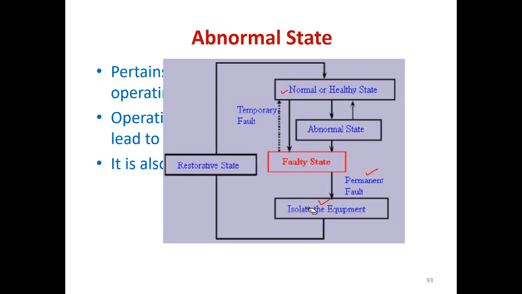So we'll isolate the faulty equipment or faulty elements from the system, and then it will achieve the restorative state. From the restorative state, it will achieve the normal or healthy state. Okay, this is the cycle of how it happens, from normal state to faulty state, from faulty state to restorative state, and from restorative state to normal or healthy state.